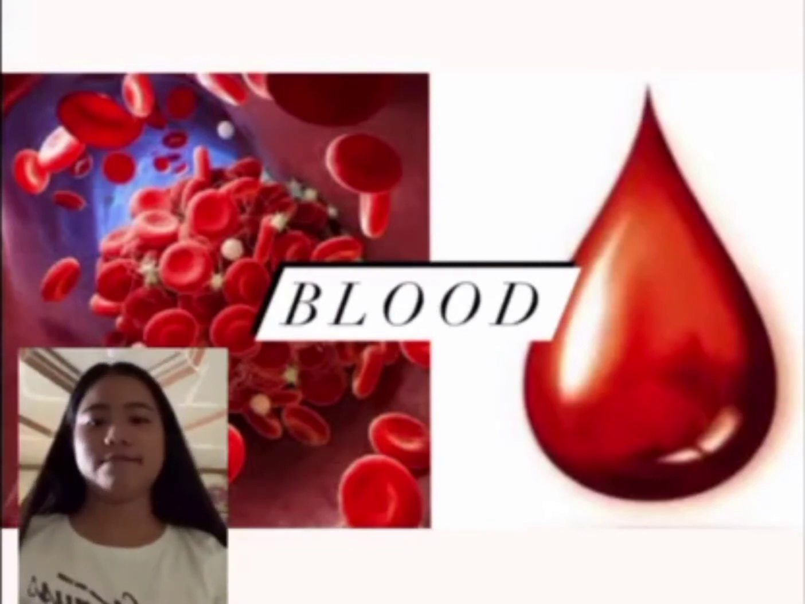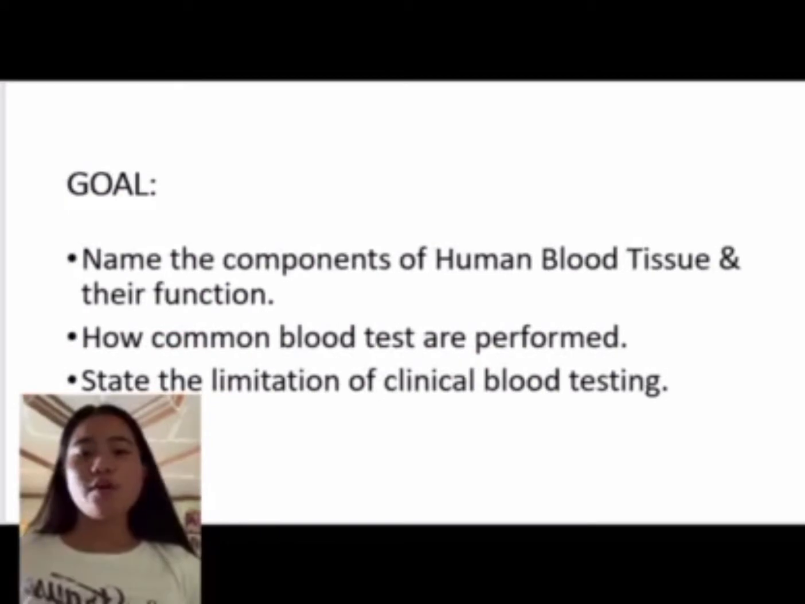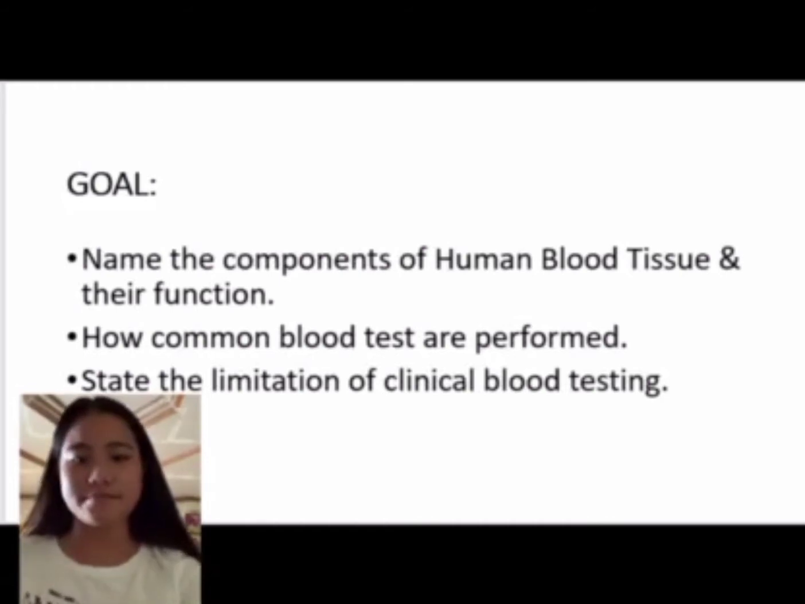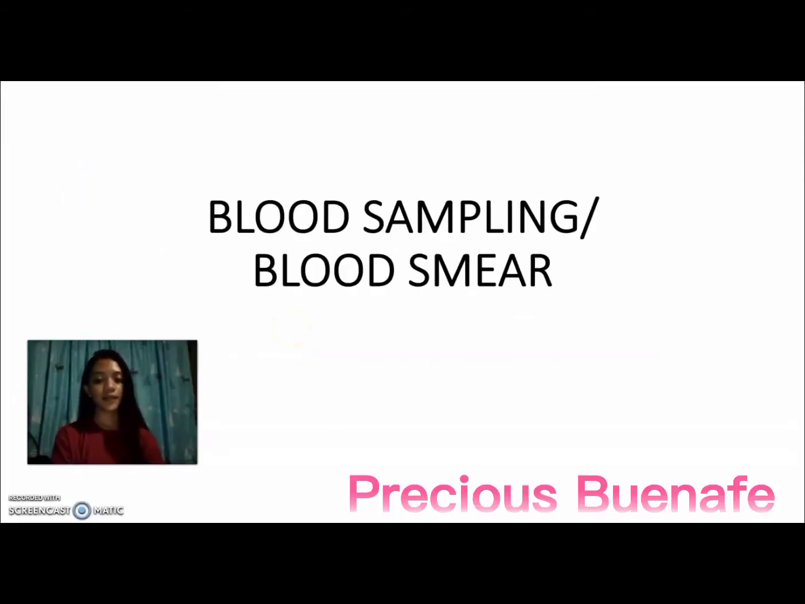The goal of this report is for us to be able to name the components of human blood tissue and their functions, to know how common blood tests are performed, and state the limitation of clinical blood testing. Blood sampling and blood smear.